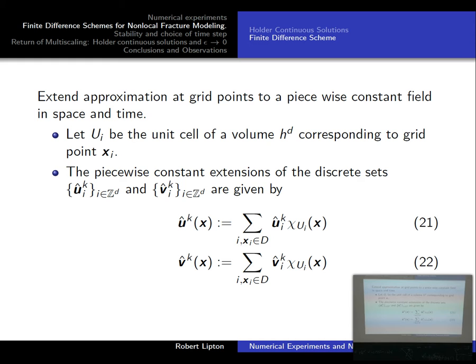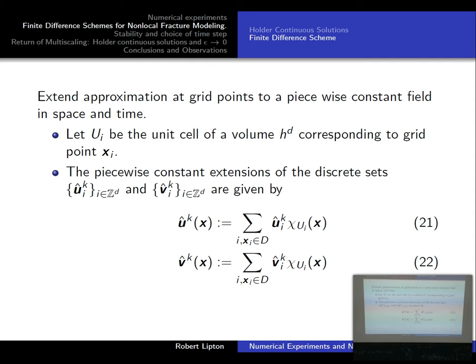Now what we need to do, because we have non-local, we're integrating actually. So what we really have here when I say discrete is piecewise constant functions, step functions. Let U_i be a unit cell of volume h^d corresponding to the grid point. Imagine we'll take a Voronoi cell around a grid point of side length h. And on that, we'll describe the step function. So this is a step function. We take discrete values here and turn it into a step function. And this is the indicator function of U_i. You can view this as an L2 field, a step function. And the velocity as well is an L2 field, a step function.